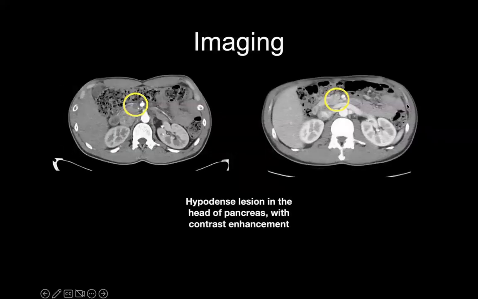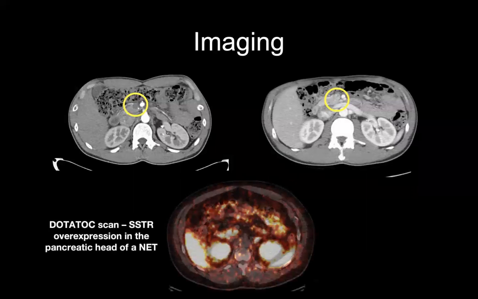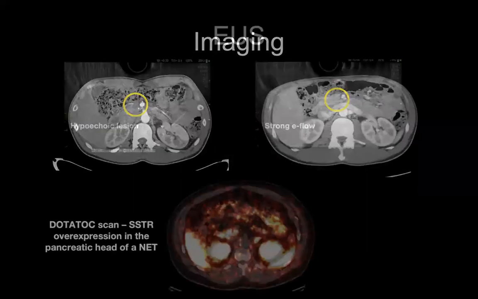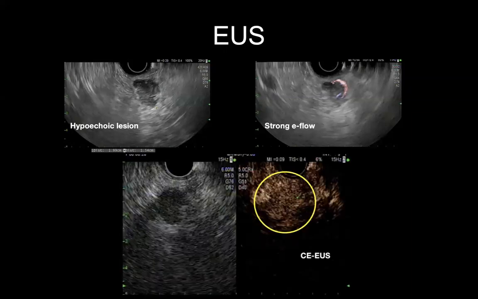On CT scan, it showed a hypodense lesion in the head of the pancreas with contrast enhancement. And on Dotatate scan, there was SSTR overexpression in the pancreatic head, suggestive of a neuroendocrine tumor. On linear echoendoscope, this hypoechoic lesion was noted, which showed strong flow on color Doppler and hyperenhancement on contrast-enhanced EUS, suggestive of a neuroendocrine tumor.